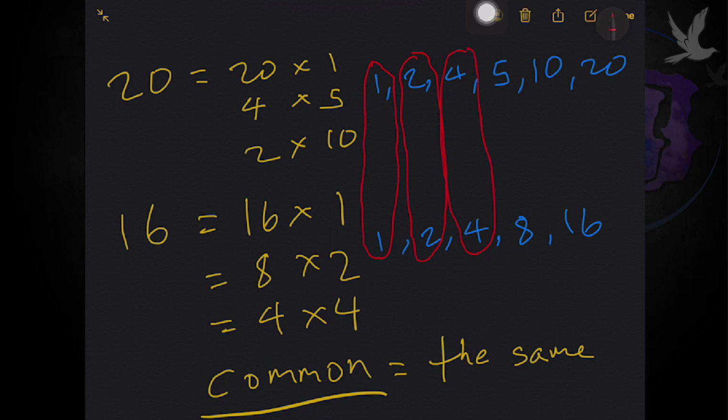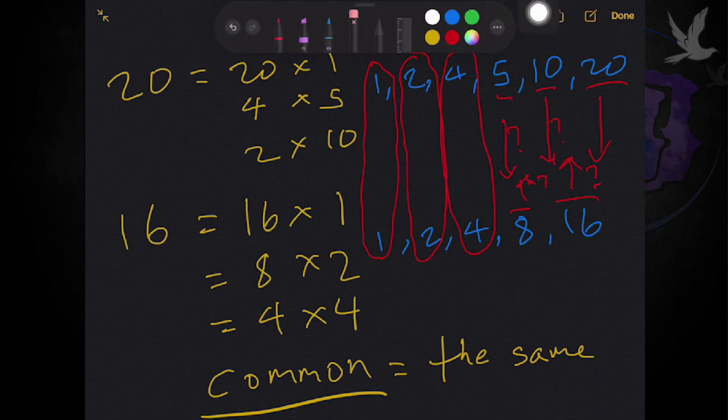Do you have any other common numbers? Can you see 5 here? There's none. Do you see any 10 here? There's none. Do you see any 20 here? There's none. Along with 16, do you see any 16 there? There's none. Any 8? There's none.